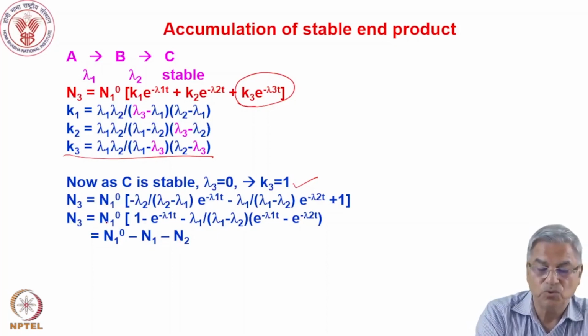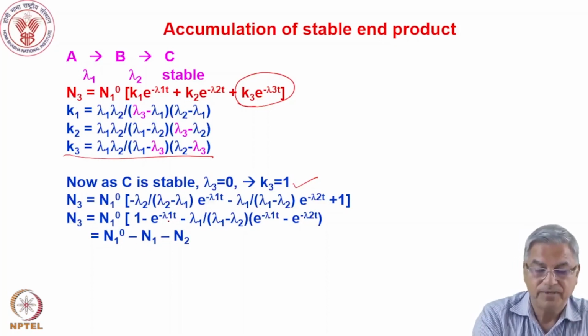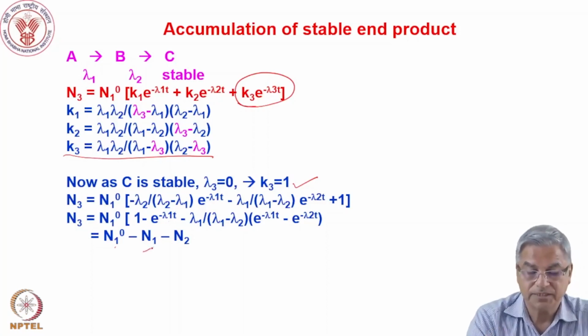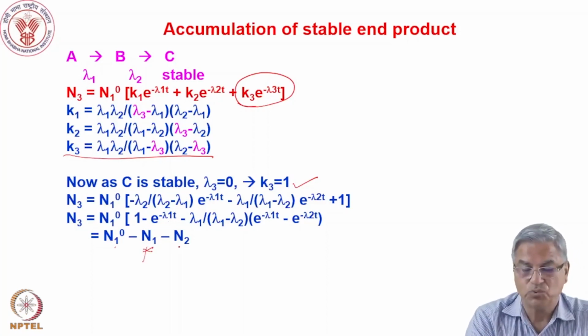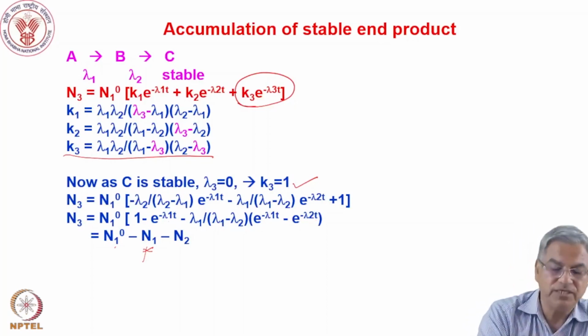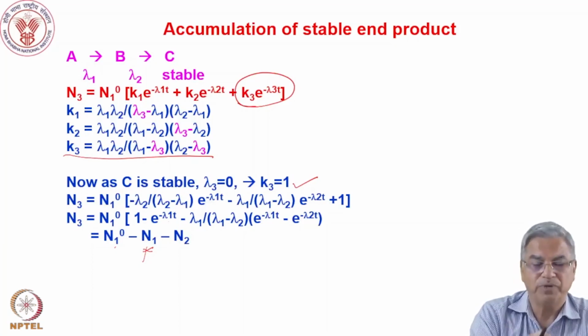n1 is n1 0 into 1 minus e raised to minus lambda 1 t, and n1 is n1 0 e raised to minus lambda 1 t. So this is n1, this is n1 0 minus n1, that is at any time t, and minus n2. So minus n2 is n1 0 lambda 1 upon lambda 1 minus lambda 2 into e raised to minus lambda 1 t minus e raised to minus lambda 2 t. So the number of atoms of C at any time will be the initial atoms of A minus the number of atoms of A and B at that particular time, that is n1 and n2.